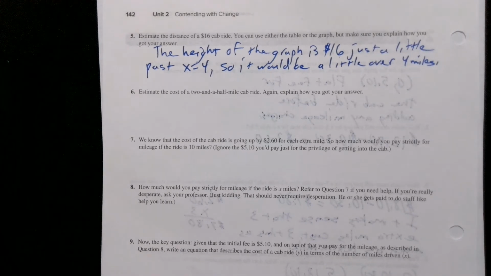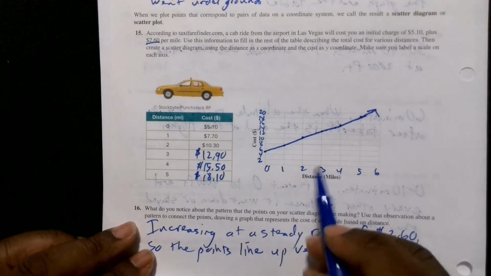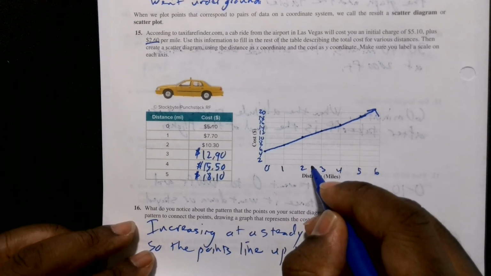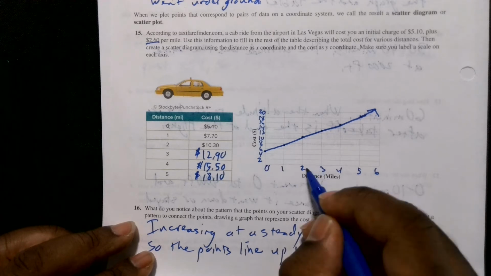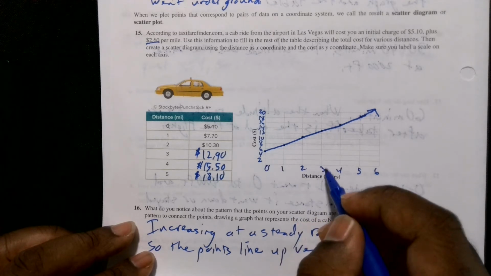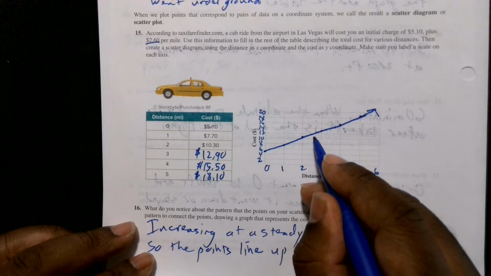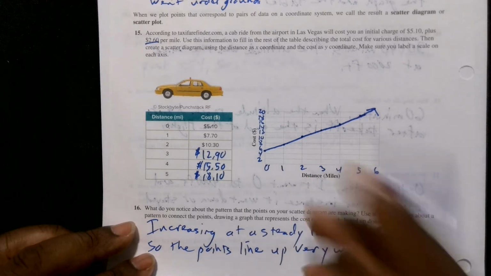Now we're asked to estimate the cost of a 2.5 mile cab ride. Again, explain how you got your answer. Now, look down here at the bottom. 2.5 would be about here because it's going to be in between 2 and 3. So if we go up, it almost hits 12 exactly. It looks like it hit 12 exactly, but it is slightly different.